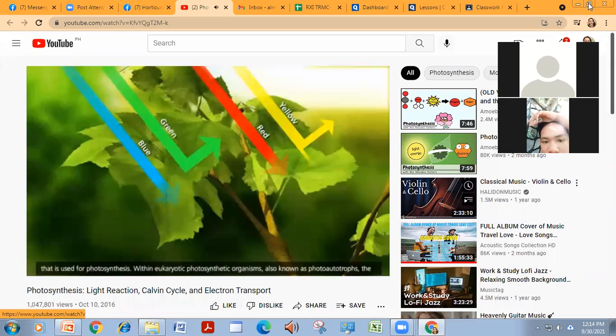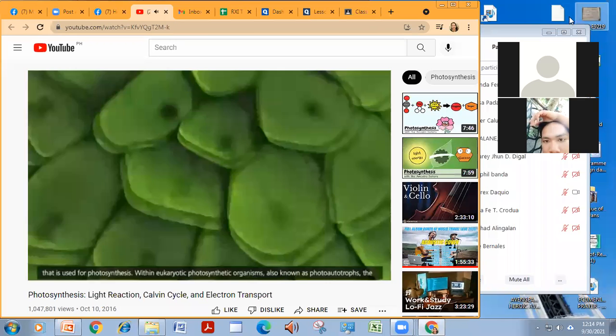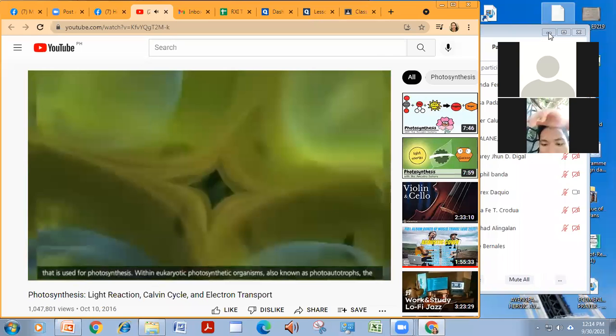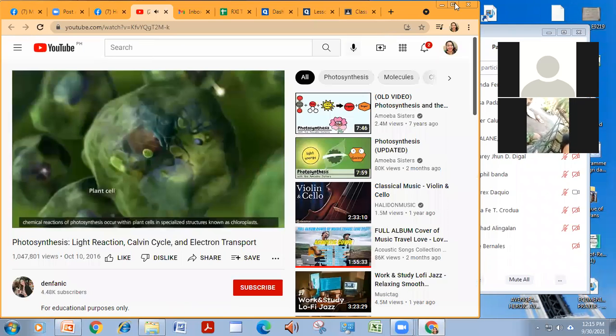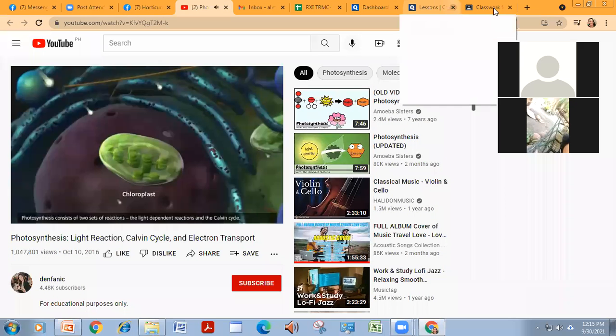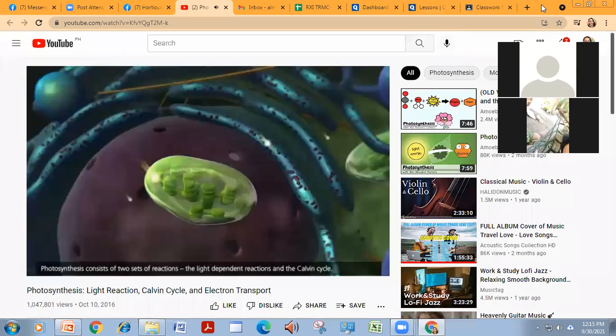Within eukaryotic photosynthetic organisms, also known as photoautotrophs, the chemical reactions of photosynthesis occur within plant cells in specialized structures known as chloroplasts. Photosynthesis consists of two sets of reactions, the light-dependent reactions and the Calvin cycle.